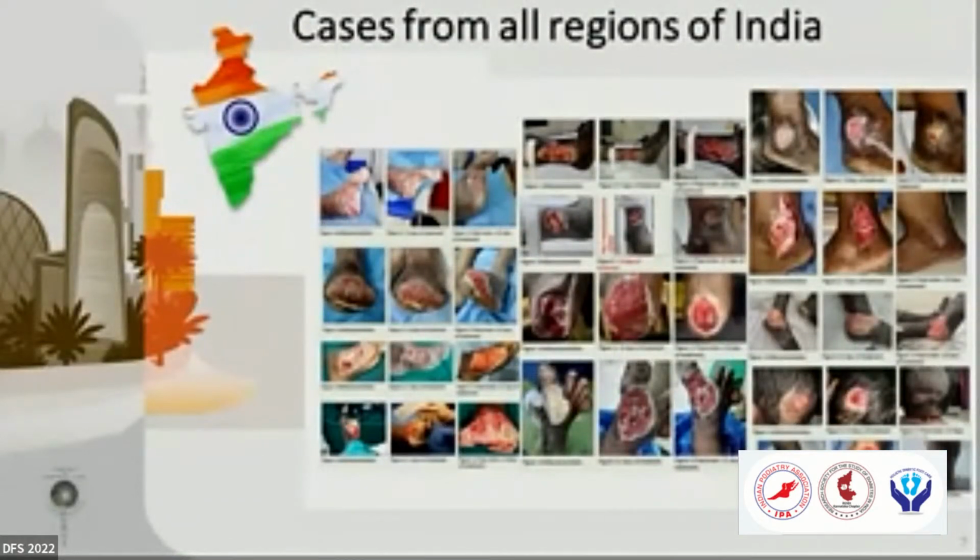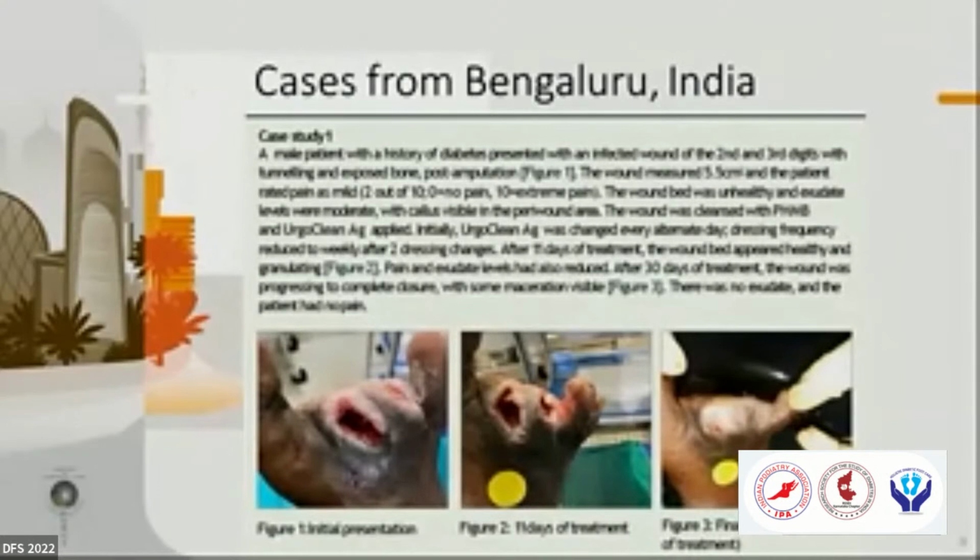And these are all the cases from all the regions of India that were displayed in the conference. In the Wounds Asia journal, you can pick up the paper that is there in the Urgo stall anyway. You could see we have Dr. Srinivas's cases here, Dr. Pawan's cases, Amit Jain's cases, that has all been displayed. So I don't want to get more into this.